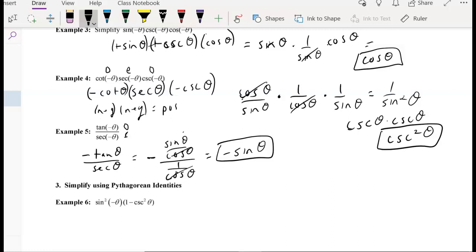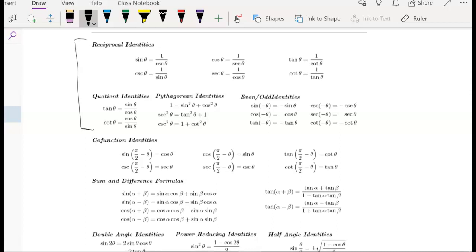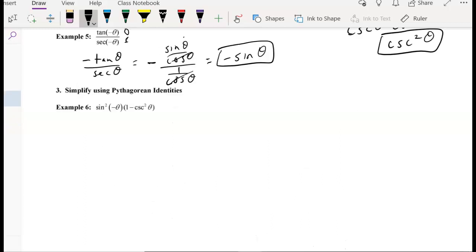Okay, and the last example is using the Pythagorean identities. So let's look at this part right here, and we're going to be able to reduce this down because of the Pythagorean identities. So let's look at our identities and see which one has the cosecant in it. Of our 3 Pythagorean identities right here, only one of them has the cosecant in it. So I'm going to start out by writing that identity down, and you will see how it's going to reduce down. So cosecant squared is 1 plus cotangent squared of theta.